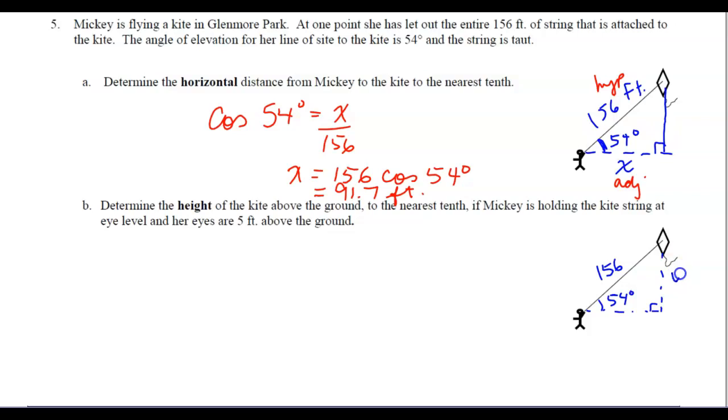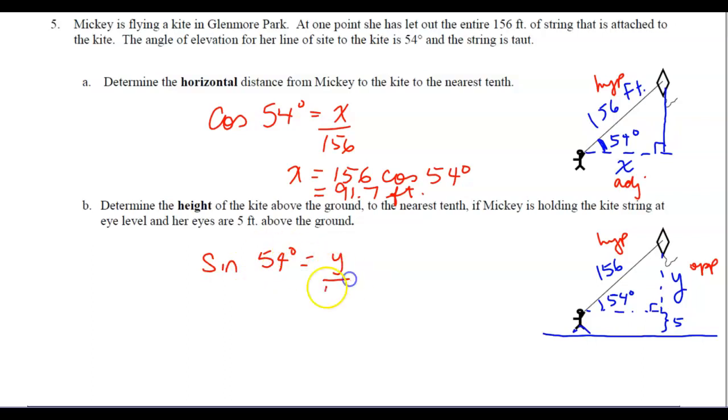So that would be this. Okay, except that we have to take into account Mickey is holding the kite at eye level and her eyes are 5 feet above the ground. So basically draw the ground, Mickey, and that's 5 feet. So we want to find y and add 5 to it. So labeling, compared to 54, this is the opposite, and this is the hypotenuse. So that's sine. And again, the unknown's in the numerator, so we multiply.